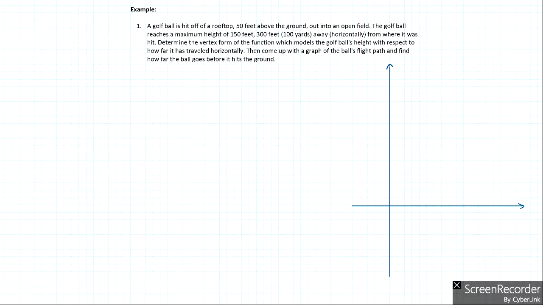Now we're going to talk about how we can use the vertex form of a quadratic function to solve some applications problems. And in particular, when we have a type of word problem, how do we interpret it and translate it into a mathematical expression with the vertex form?